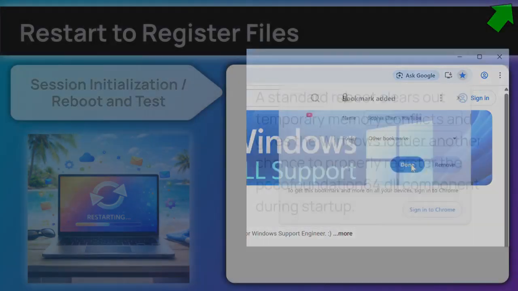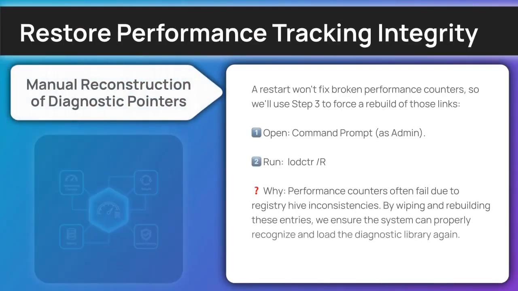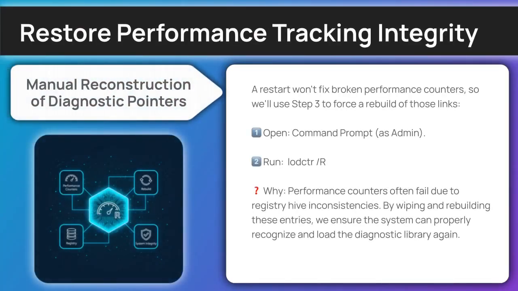Now that the system has rebooted, if the issue persists, let's move on to our next level of troubleshooting. Feel free to pause the video if you need a moment. A restart won't fix broken performance counters, so we'll use step 3 to force a rebuild of those links. First, open command prompt as admin. Second, you're going to type lodctr /r, then hit enter. Why are we doing this? Well, performance counters often fail due to registry hive inconsistencies. By wiping and rebuilding these entries, we ensure the system can properly recognize and load the diagnostic library again.